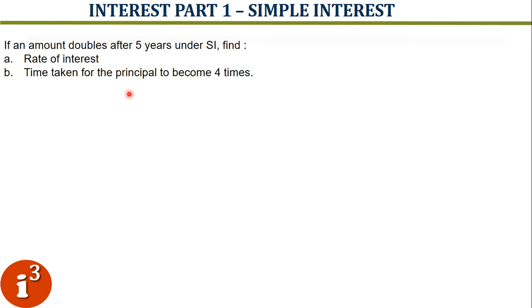P is the interest given in 5 years. And we know the interest value is the same in every year. So if P is the interest given in 5 years, what will be the interest given in 1 year? 1 year will be P by 5. If in 1 year you give interest P by 5, initially it was P, so P by 5 by P means 1 by 5. That is, the rate of interest is 20%.